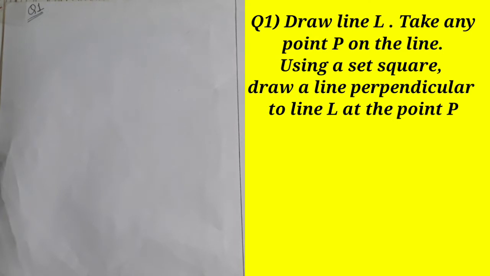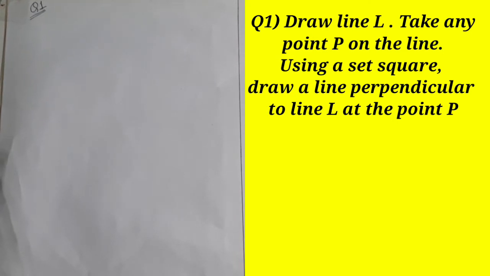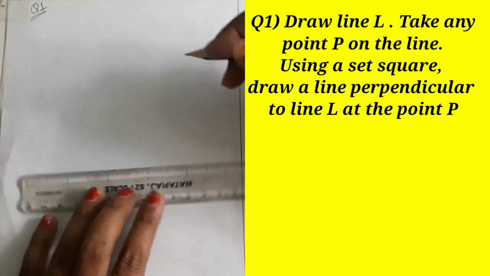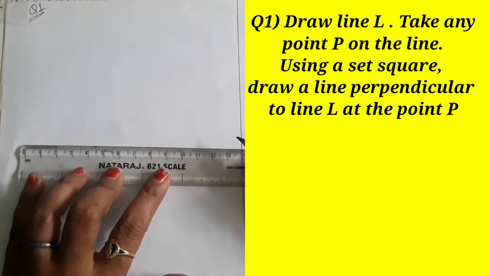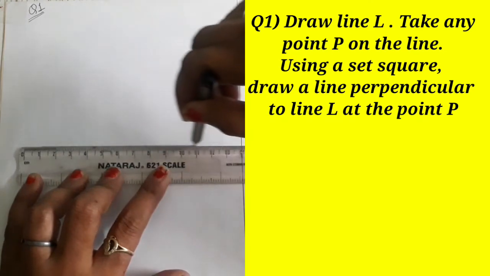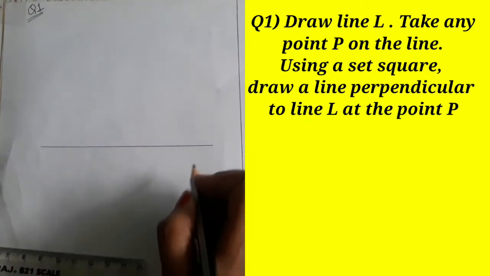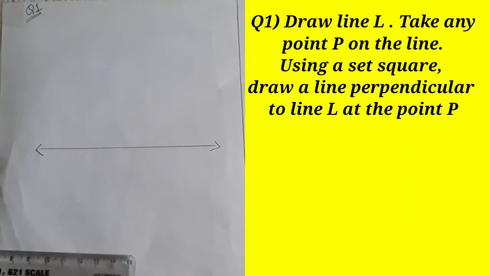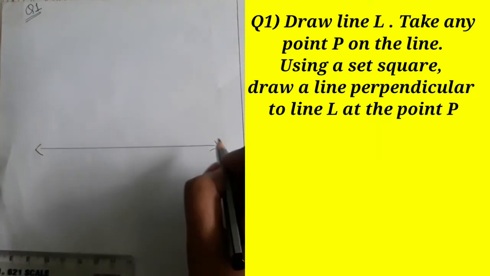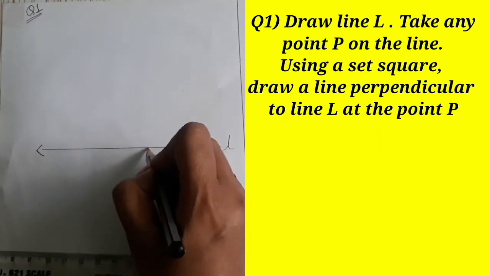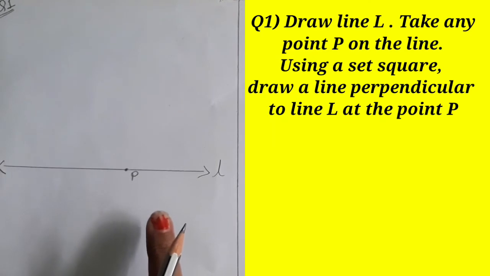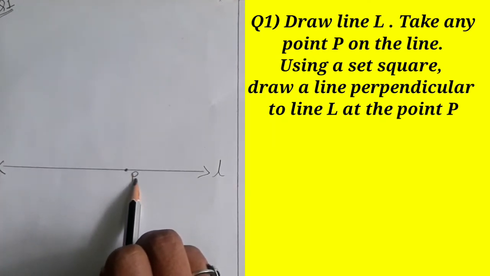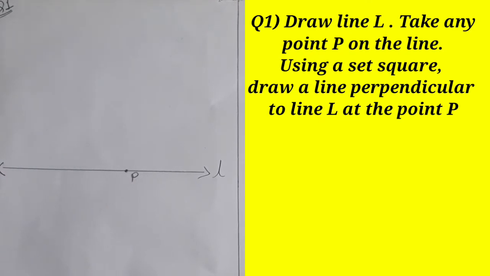Students, first of all, we will draw one line by using a scale. Any measurement line you can draw. Make one straight line of any measurement, and it is given that take any point P on the line. Here is line L, and I am taking the point P on the line.